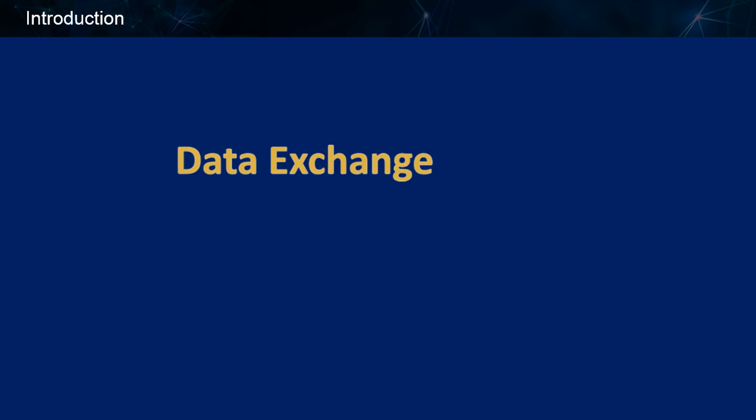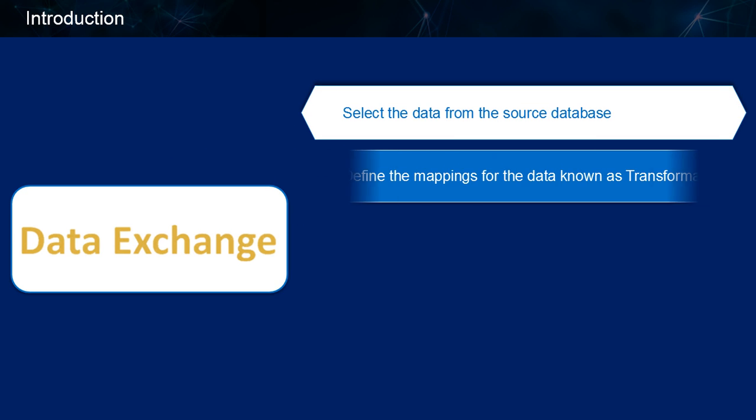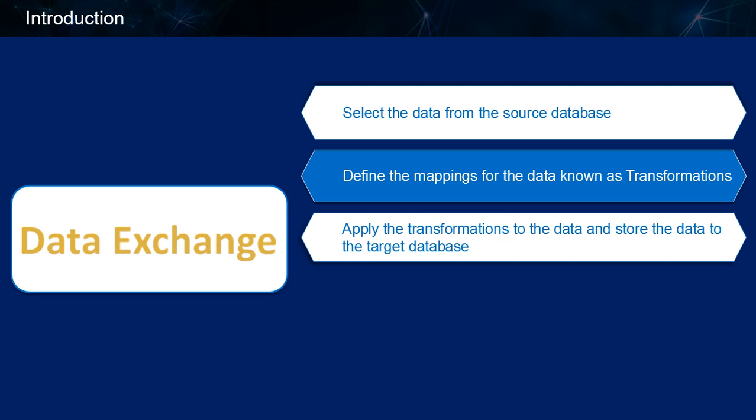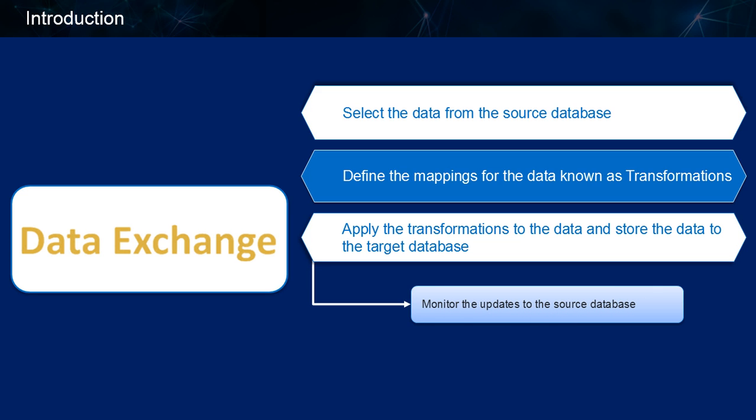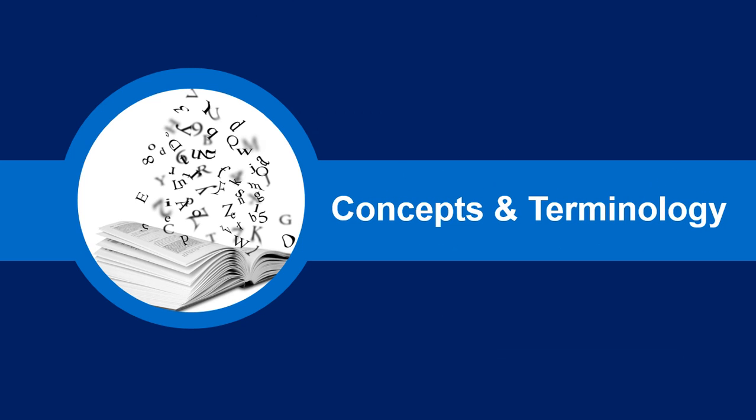Data Exchange allows you to select the data from the source database you want to capture, define the mappings for the data, also known as transformations, and, at runtime, apply the transformations to the data, and store the data to the target database for additional analysis. Data Exchange constantly monitors the updates to the source database, and you can get up-to-the-minute changes propagated to the target database. Now, let's understand some concepts and terminology associated with Data Exchange.